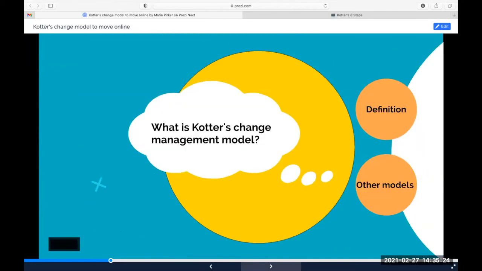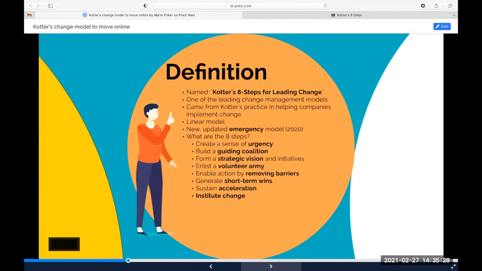So what is Kotter's change model? If you would like to Google it, it's called Kotter's 8 Steps for Leading Change, and it's one of the leading change management models in the business world, one must say. It came from Kotter's practice in helping companies implement change, and by that I mean not small changes, but large changes. It is a linear model, so the 8 steps should be used one after the next. However, in the updated emergency model that came out in 2020 during the pandemic, Kotter has rephrased it a little bit and is now also open to using the steps at the same time or going back and forth between the steps. So we will be looking at the newer model at this point.